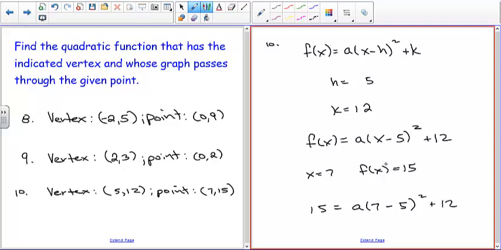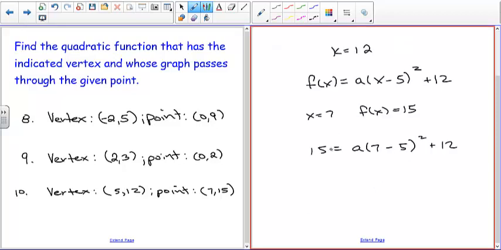So the difference is, when I go here I have to put in the value of x, which is 7. Okay, so we get 15 is equal to a times, 7 minus 5 is 2, 2 squared is 4, plus 12. Subtract 12 from both sides, you'll get 3 is equal to 4a. So if you subtract 12 from here, you get 0, 12 from here, you get 3. And so a is going to be equal to 3/4.